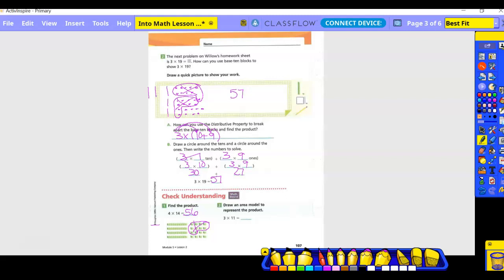Okay, on the next one, they want us to draw an area model to represent the product. So am I going to break this into the number cubes or just a square? Just the squares like we drew before. So what can I break this 11 into? Could that be 10 plus 1? Yeah. Okay, so I'm going to break that into a 10 plus 1. So I'm going to draw my box. And I need to break it into 2 pieces.